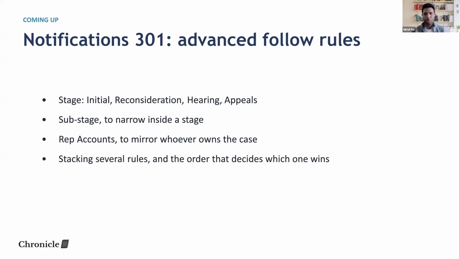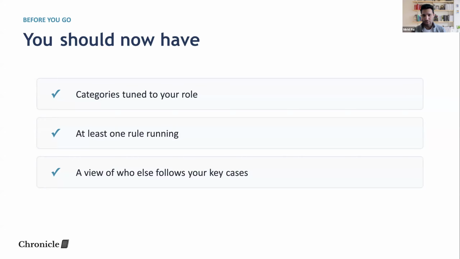Get at least one rule running: follow one case, or add a follow rule and get that going. Definitely at least decisions is an easy starting one. And view who else follows your key cases. You can actually see in that list in Chronicle who's following which case. As I mentioned, auto follows now show up in that list. That way you can chat with other people at your firm, see what they're doing, trade notes. And it's always a good way to understand what's possible.